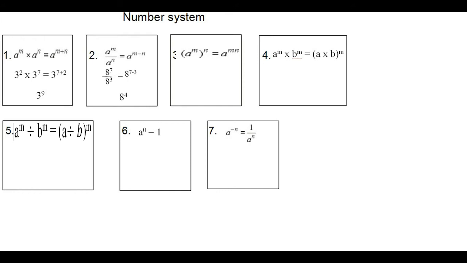The third rule here is a power m whole to the power of n will be equal to a power m into n. For example, 2 power 4 whole squared will be equal to 2 power 4 into 2, which is equal to 2 to the power of 8.